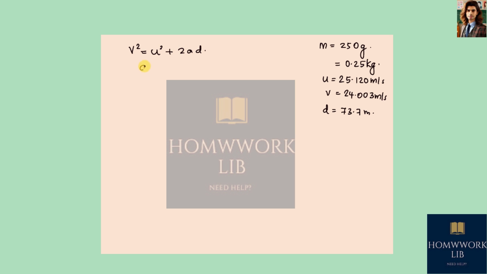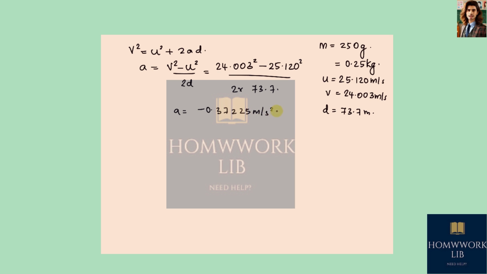Using the third equation of motion, we can write v square is equal to u square plus 2ad, and a is equal to v square minus u square by 2d. On substituting the values, 24.003 square minus 25.120 square divided by 2 into 73.7. On solving, we will get the value of a as minus 0.37225 meters per second square.